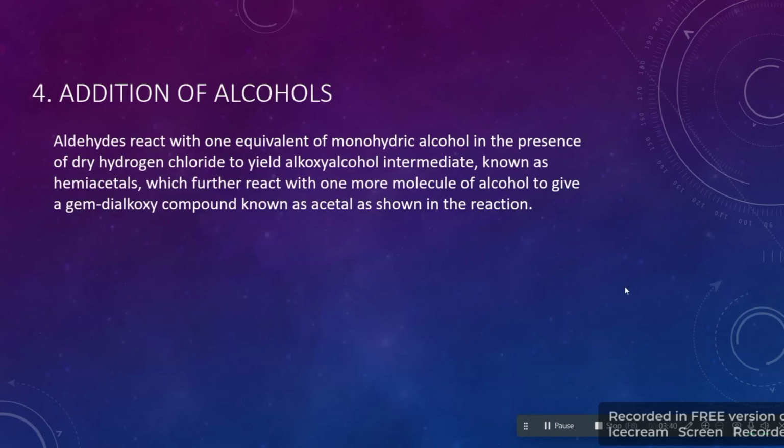Another reaction is addition of alcohols. Aldehydes react with one equivalent of monohydric alcohol in the presence of dry hydrogen chloride to give an alkoxy alcohol intermediate known as hemiacetal, which further reacts with one or more molecules of alcohol to give a gem-dialkoxy compound known as acetal, as shown in this reaction.